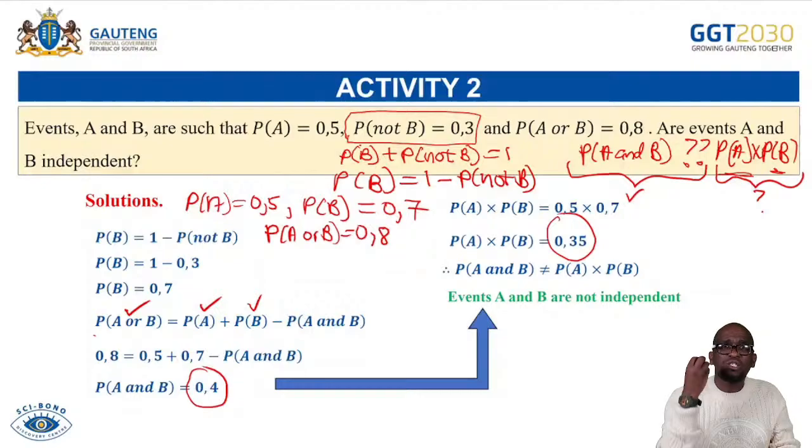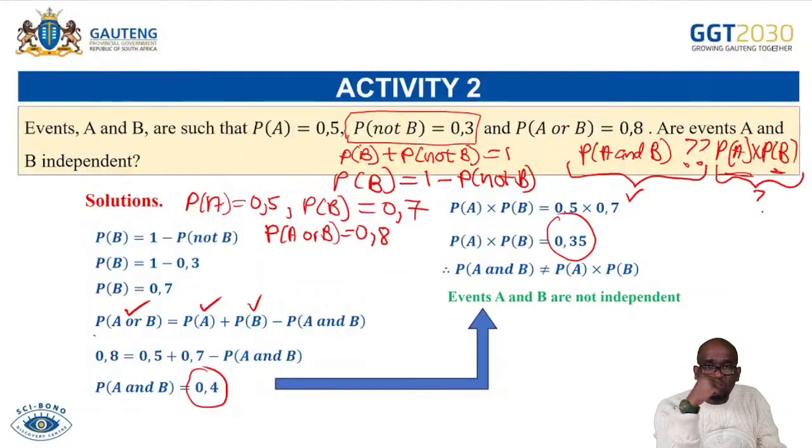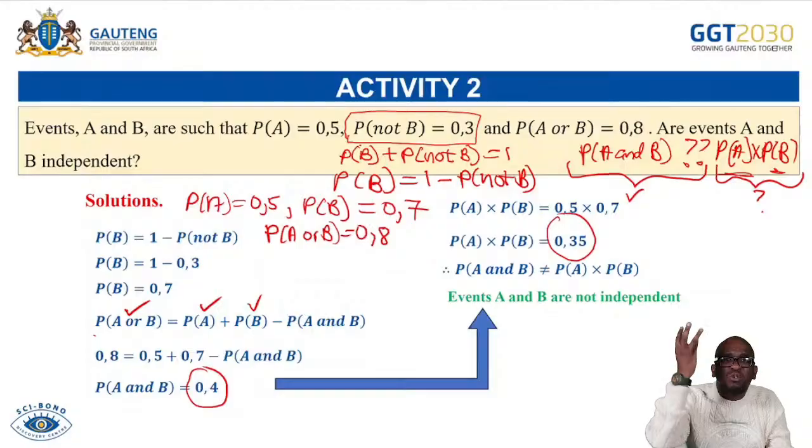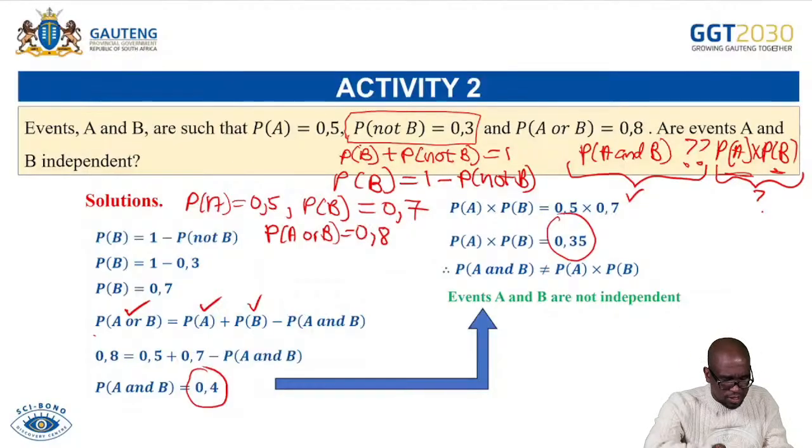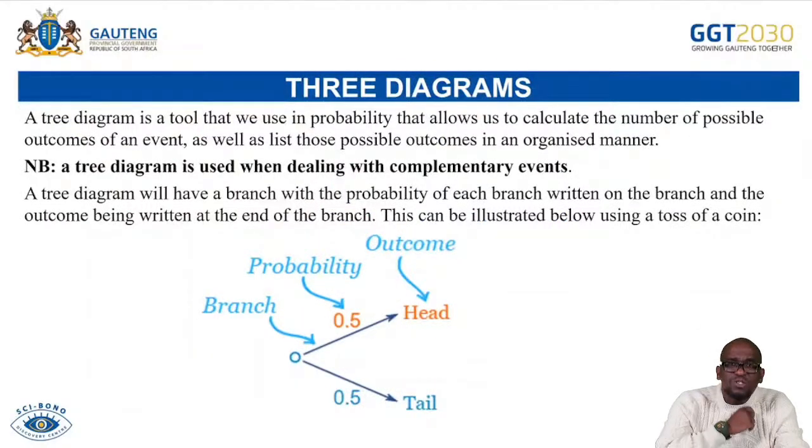All right, the contingency tables are going to help us in checking whether events are mutually exclusive or not, and also to check whether events are independent or not. That is what the tables will do for us. All right, but the tree diagrams are going to help us with the complementary events. All right, they help us to analyze events that are complementary. Those are events that are mutually exclusive and exhaustive.